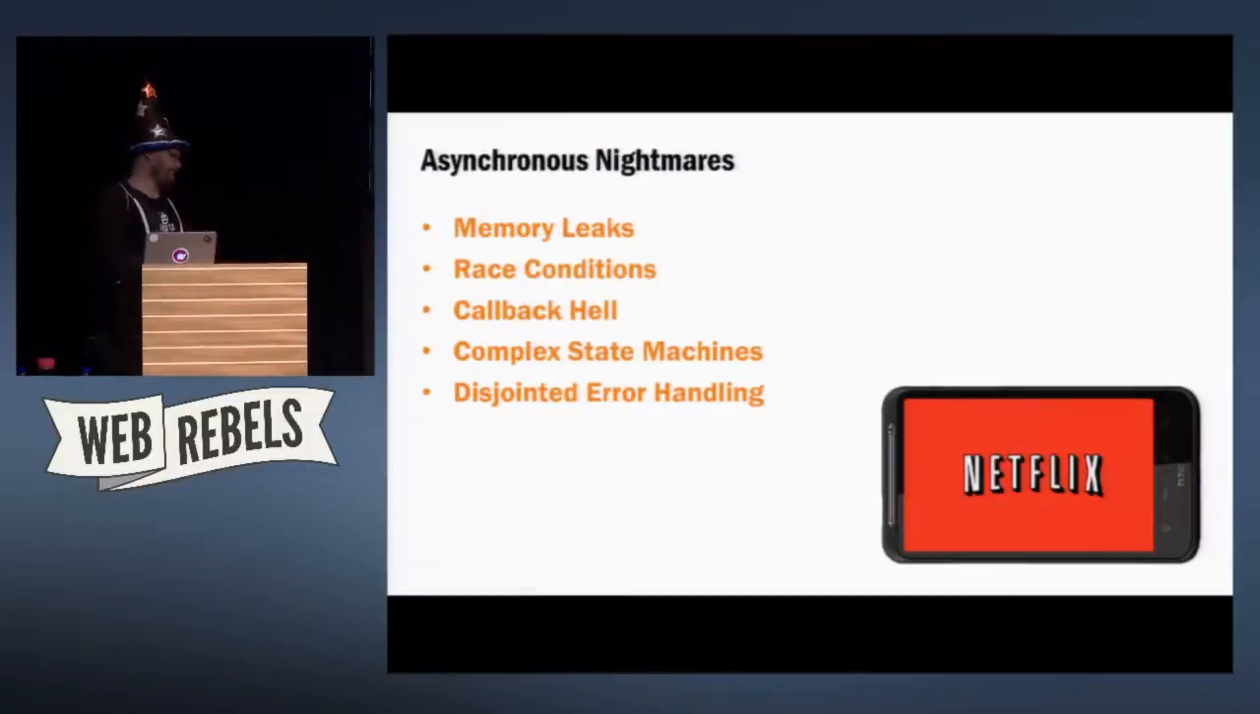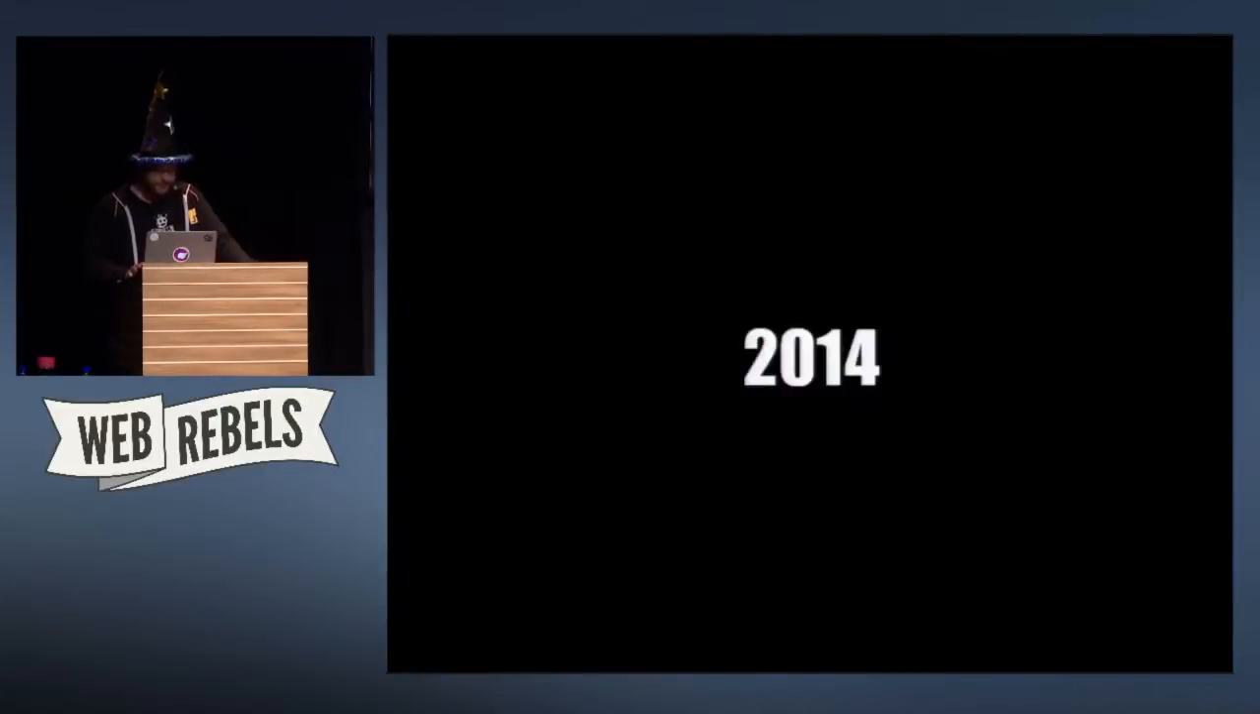And it causes any number of problems, especially if you're using the very traditional things that we're used to, such as callbacks and events and even promises. So it would lead to things like memory leaks, race conditions, callback hell, very complex state machines, and very disjointed error handling where you weren't quite sure where the error was really thrown. You're just looking through stack traces and doing caveman debugging via console.log.